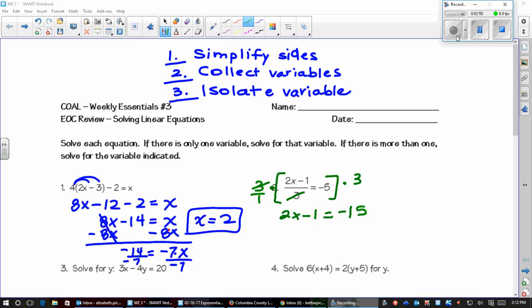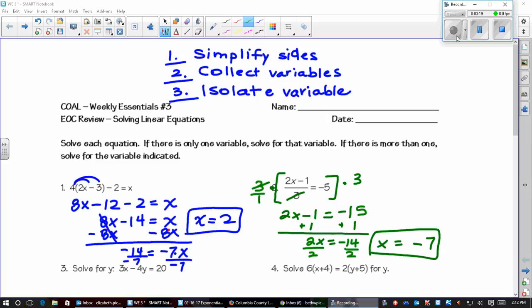I jumped ahead of myself just a little bit. I checked to see if there was anything that could be simplified. I didn't need to collect variables because that variable x was only on one side, so I went ahead and started isolating the variable. Okay? All right, so now we're going to use our inverse operations. We're going to get rid of minus 1 by adding 1. And then I'm going to divide both sides by 2 to get rid of times 2, and get x equals negative 7.